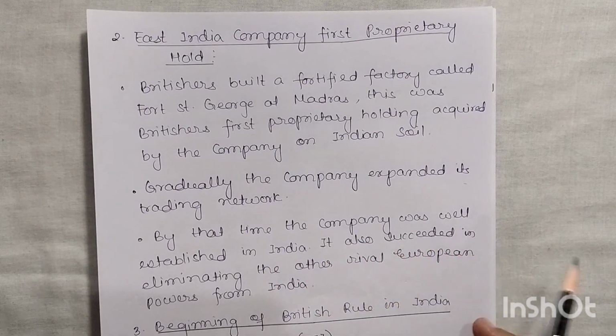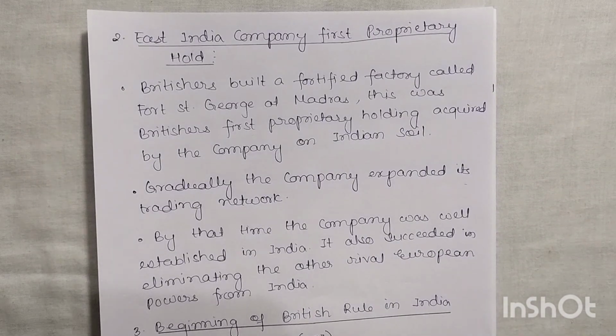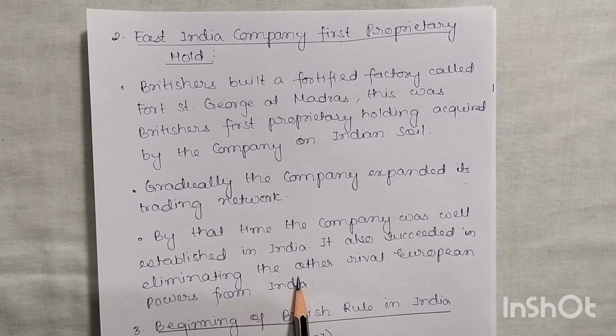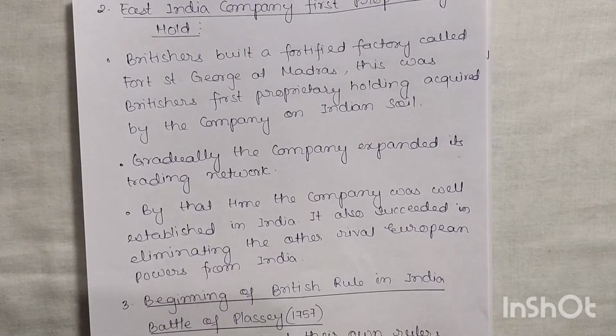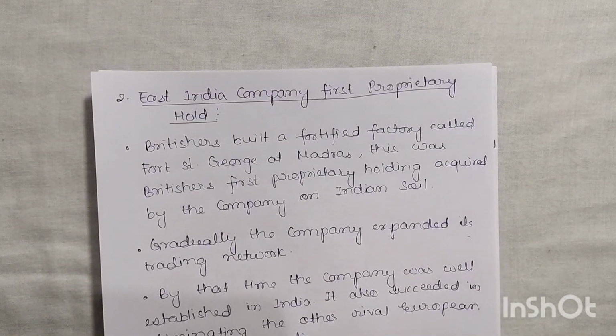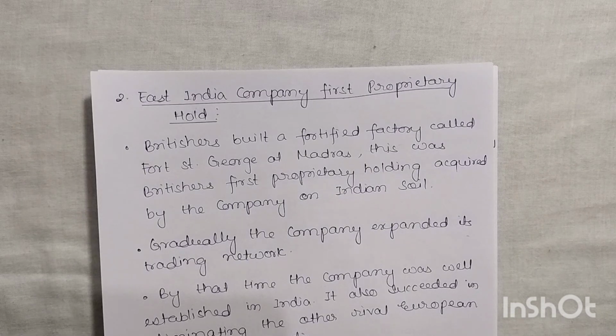It also succeeded in eliminating the other rival European powers from India. So Britishers want to rule alone in India. What did they do? They not only established their own company in India, but they threw away the rival European powers like the Dutch, the Portuguese and the French from India, so that they can rule here alone and just occupy and use the raw material or colonize India.